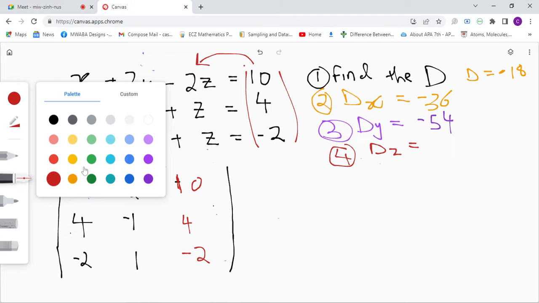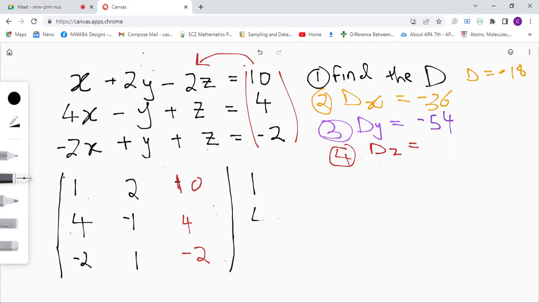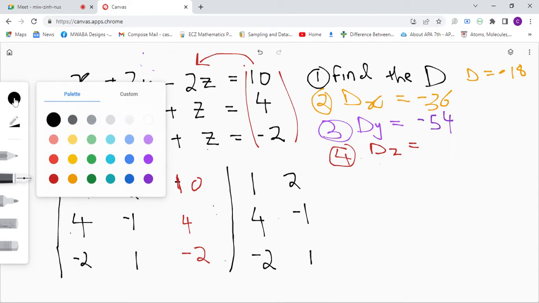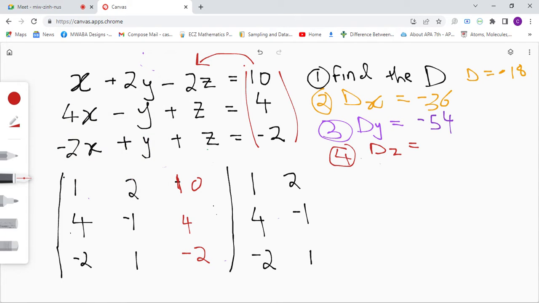Right? So as always, our first two columns come at the exterior outside the matrix, that is 1, 4, -2, and we have 2, -1, 1. All right, so we can begin. We start multiplying diagonally. So we get our first diagonal here.